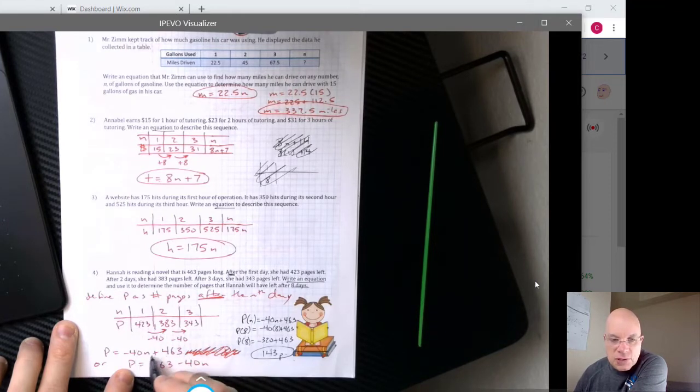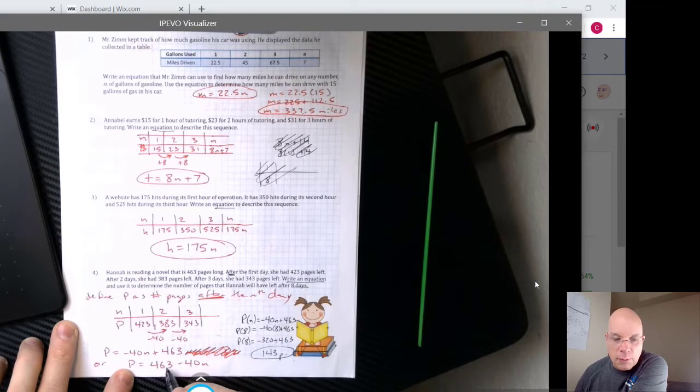And I think you can see in this equation all of the aspects of the relationship. I mean, she starts with a 463 page book, so there's the constant term. You start with a 463 page novel. If you read 40 pages per day, it stands to reason that you would decrease the number of pages left to read by 40 each day. So there's the variable term.